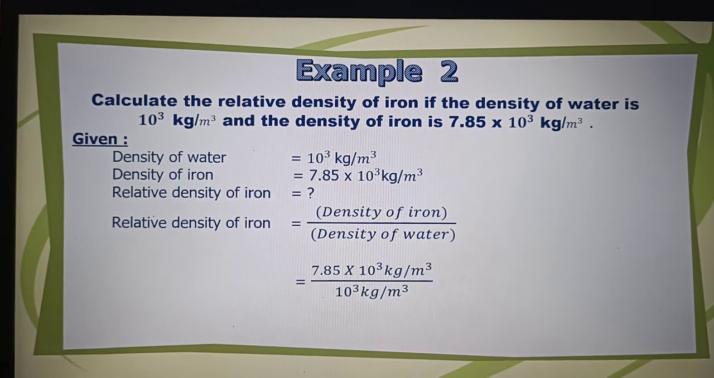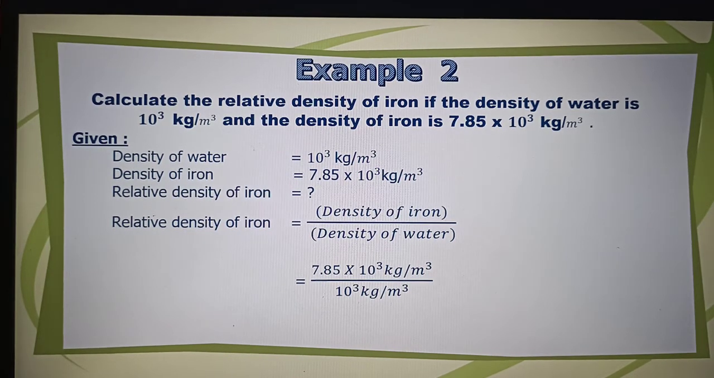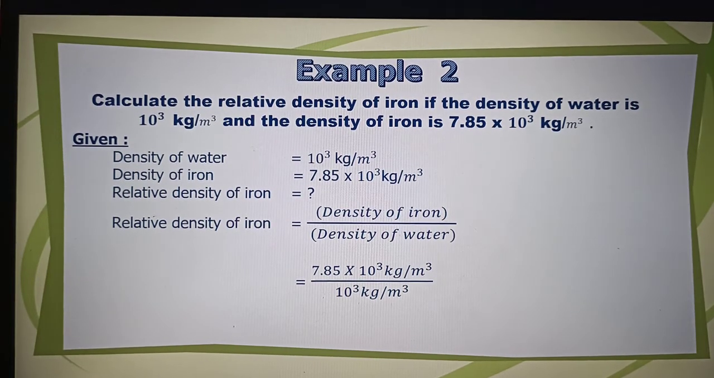That means 7.85 into 10 raised to 3 kilogram per meter cube upon 10 raised to 3 kilogram per meter cube. So look at here, 10 raised to 3 kilogram per meter cube is common on both numerator as well as in denominator. So let's cancel. Now the remaining is 7.85. That is the answer.